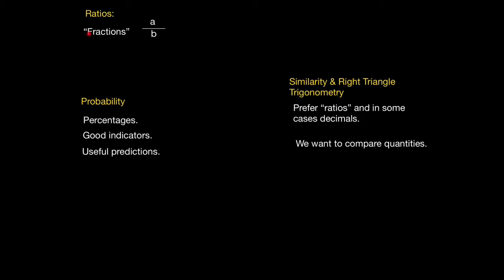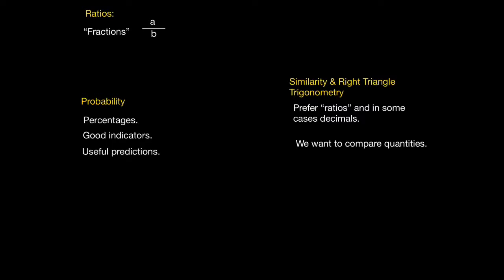Now ratios are famously known as fractions, such as a divided by b, assuming that a is any real number and b is any real number. Now if we take a step back in our probability unit, we looked at ratios, but from a percentage perspective. In probability, we wanted percentages because they were good indicators, and those indicators gave us useful predictions.